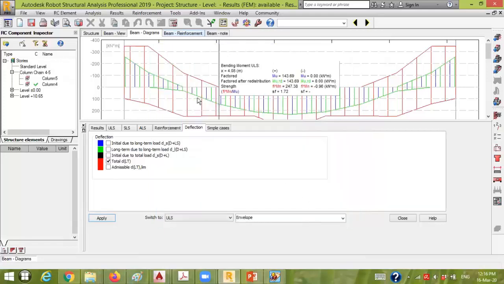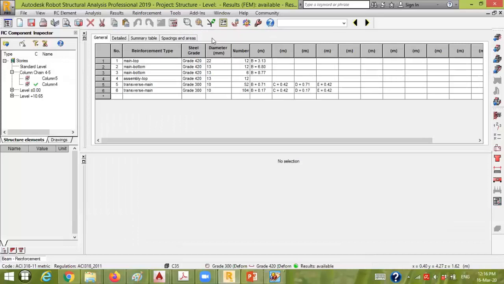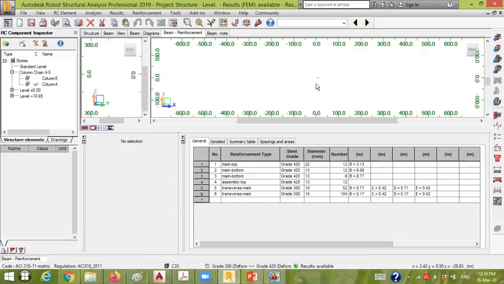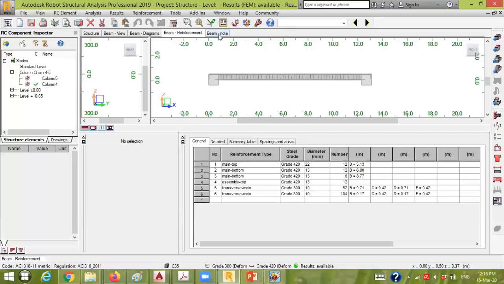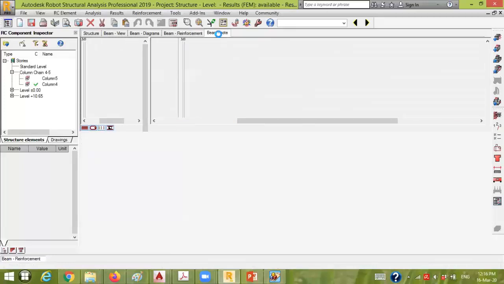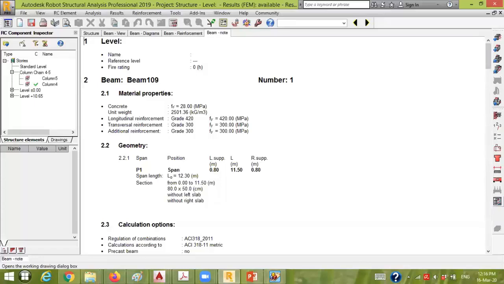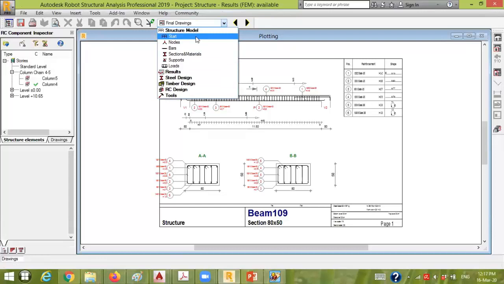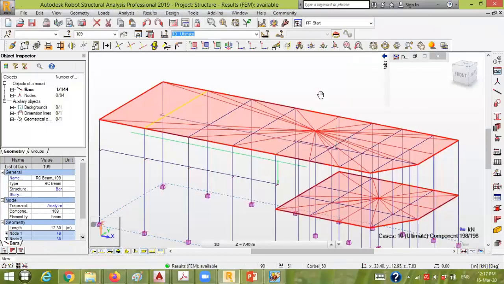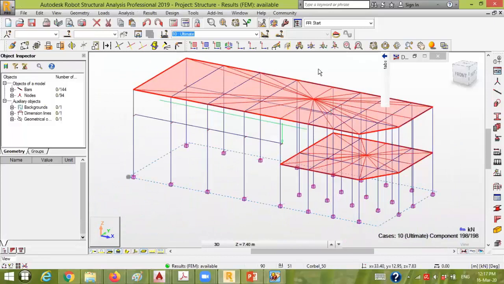So for this reason, as suggested, you have to change the column section, the beam section, to increase the depth till this check will be satisfied. Actually, if it will be satisfied, you will continue, you will edit the drawings, generate the drawings, export them to AutoCAD, edit them, and so on. So beams is over, columns is over, corbel is over.